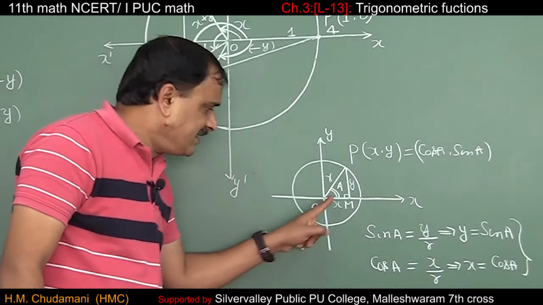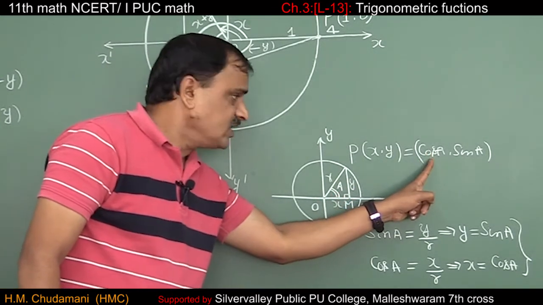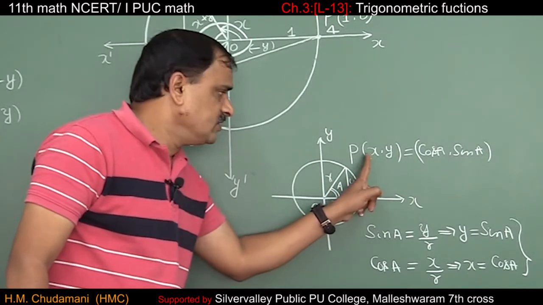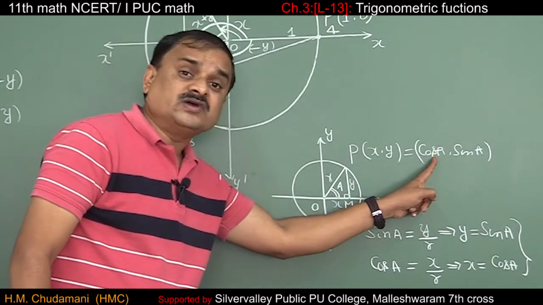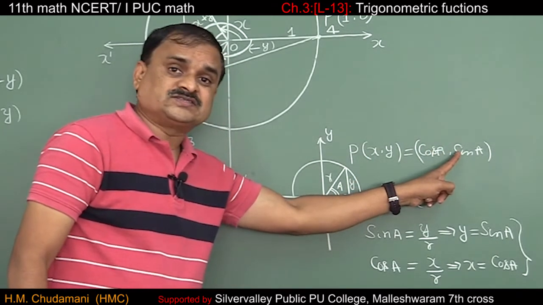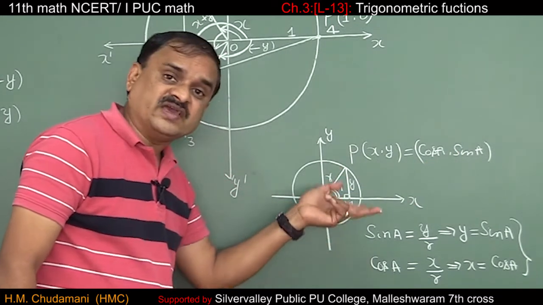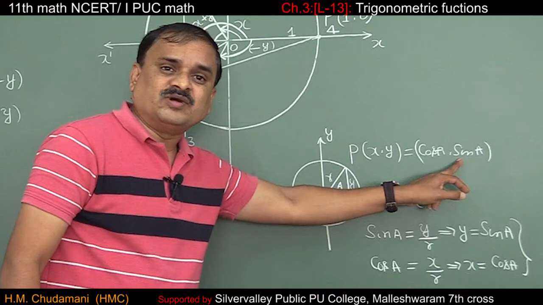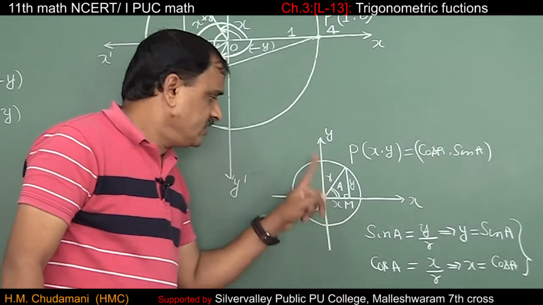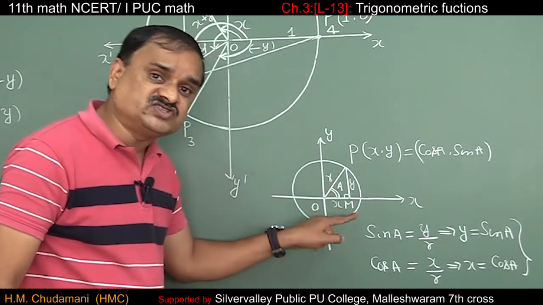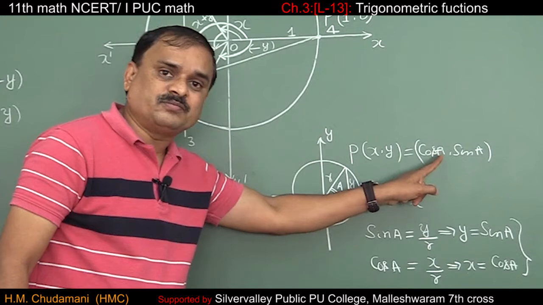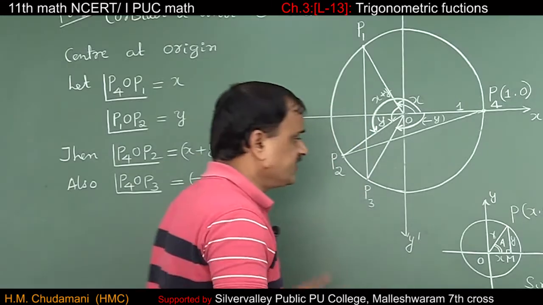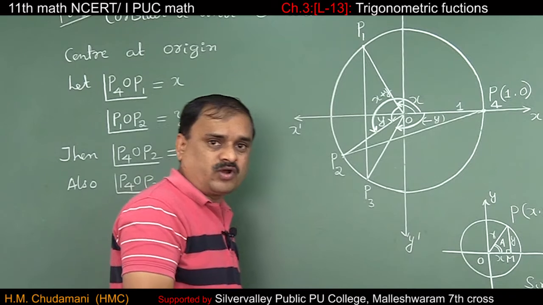If the angle is x, it means cos x comma sin x. If the angle is y, the point P should be cos y comma sin y. If the angle is x plus y, it means cos of x plus y comma sin of x plus y. Suppose the angle is minus y, it means cos of minus y comma sin of minus y. So that is how we are going to obtain the coordinates.